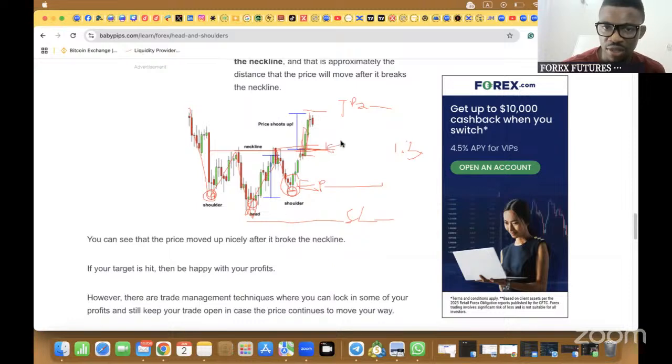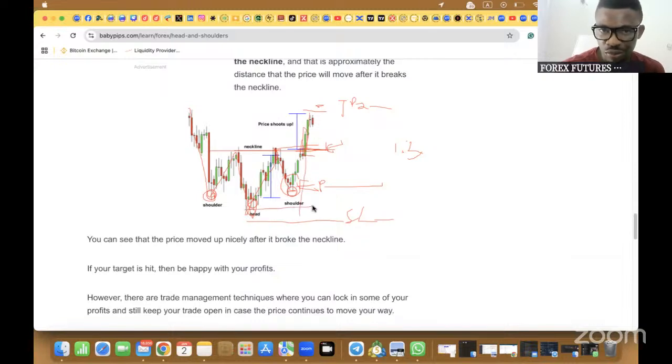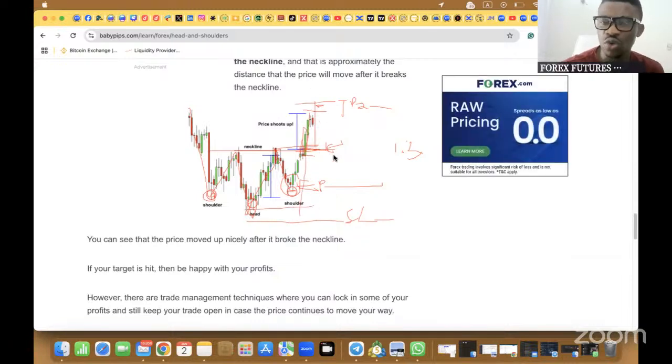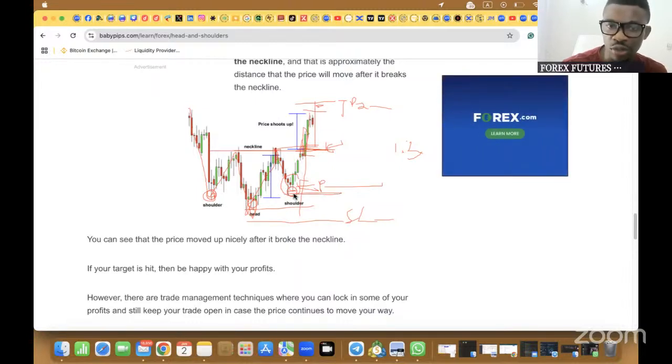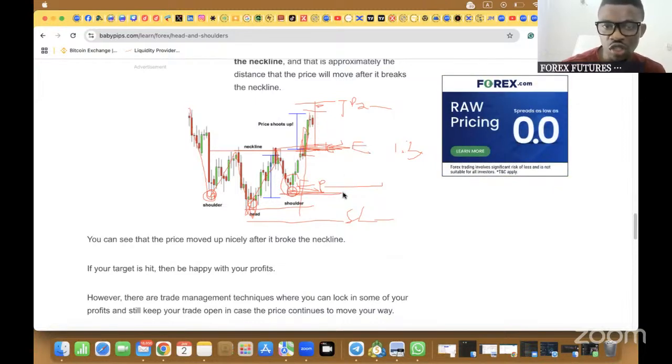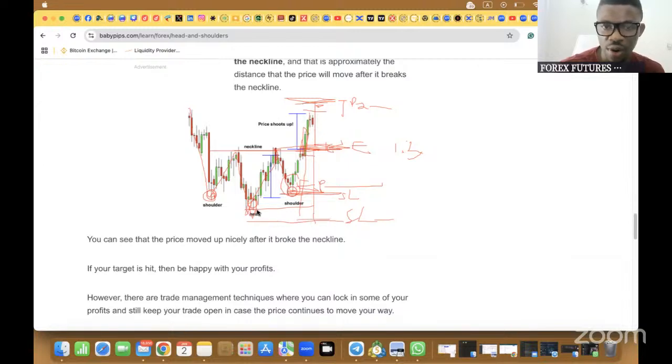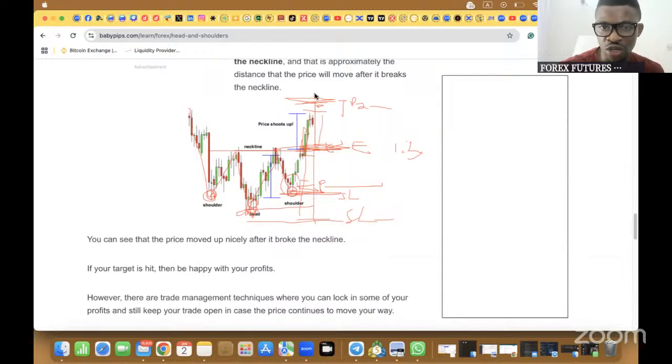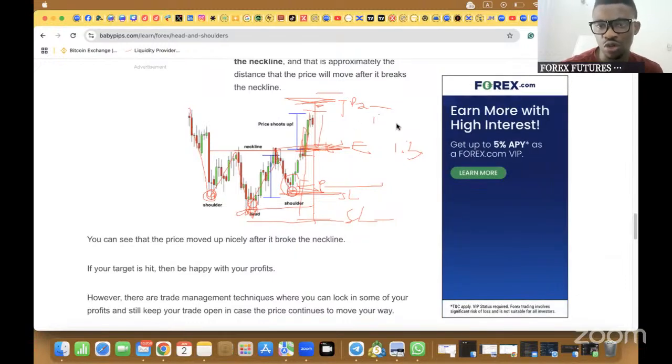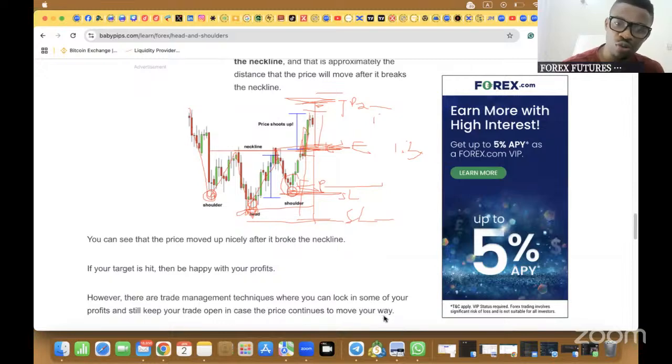Your entry is here and your take profit is the same level as from entry to head, the same level from entry to take profits. So you measure your take profit. Usually it's 1:2. Your stop loss is not 50%. Your stop loss is under the shoulder. If you enter at neckline, entry is here. Stop loss is under the shoulder. Take profit is the same level between entry and the head, the lowest low here, the same between entry and take profits. So that will be giving you 1:2.